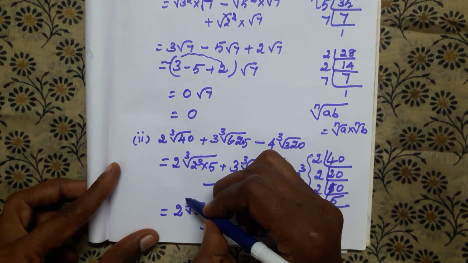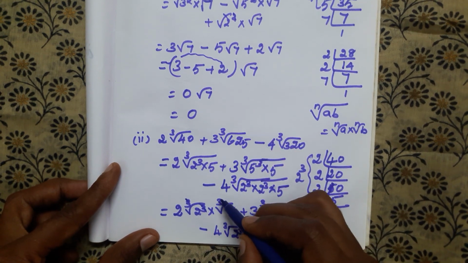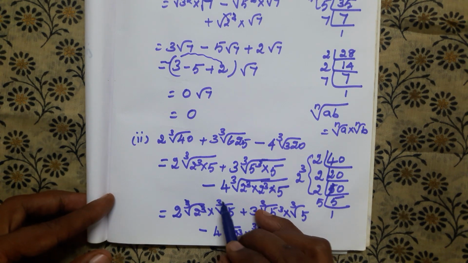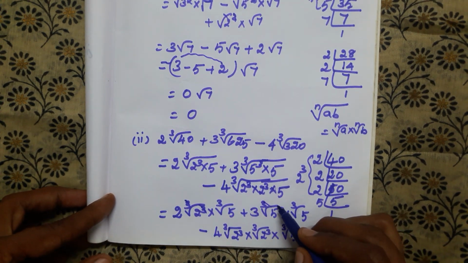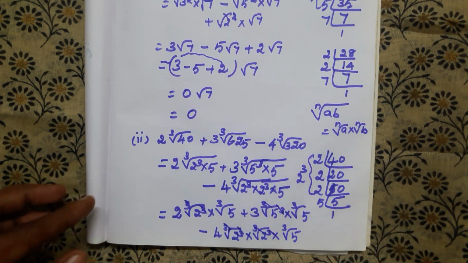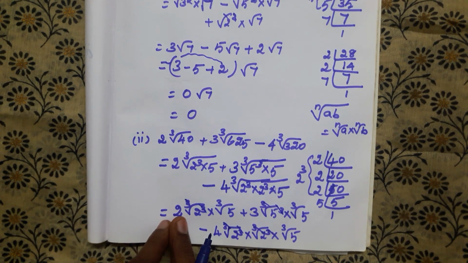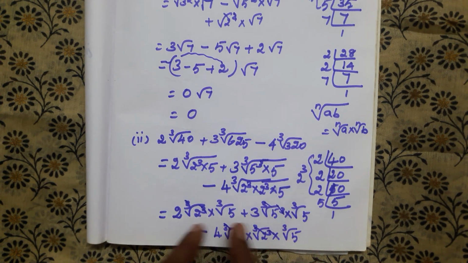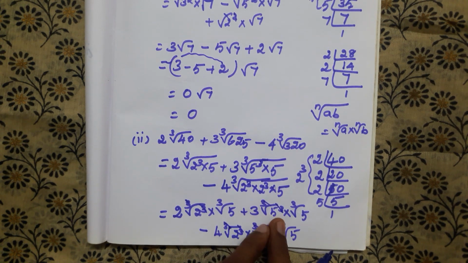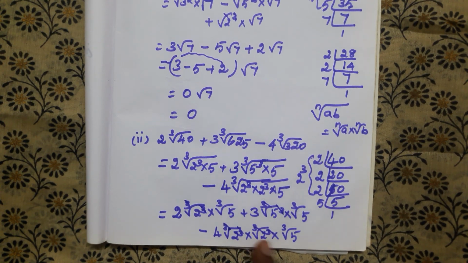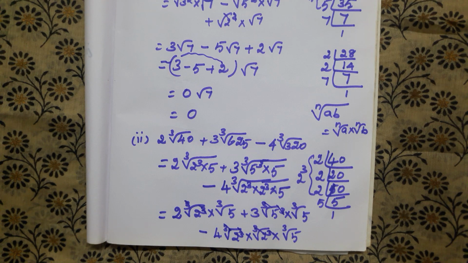Here the power as well as the order are the same, so we can cancel. Here we cannot cancel. Why? The power is not equal to the order. Here also we can cancel this, here also, and here also. So what are we getting? 2 into 2 into cube root of 5. Next 3 into 5 into cube root of 5. Next minus 4 into 2 into 2 into cube root of 5.